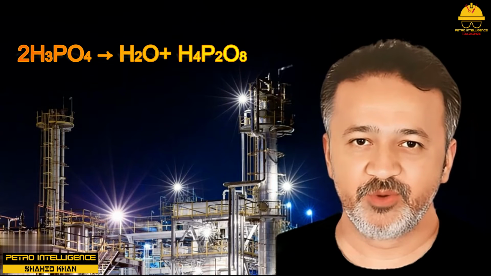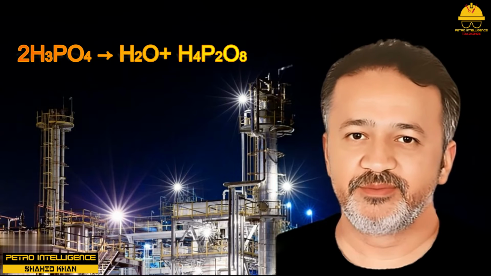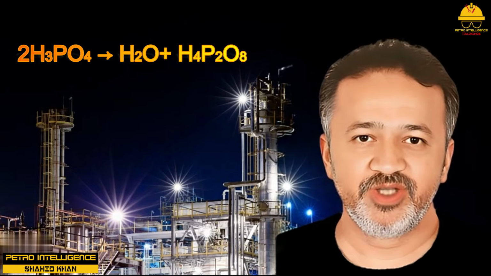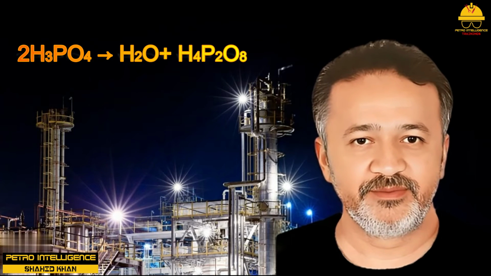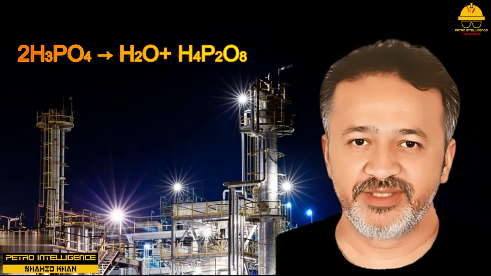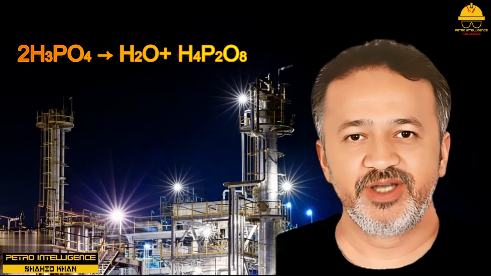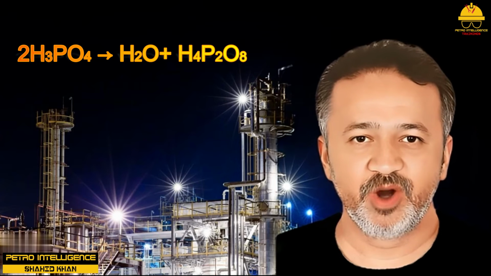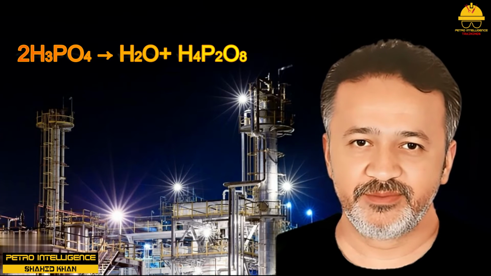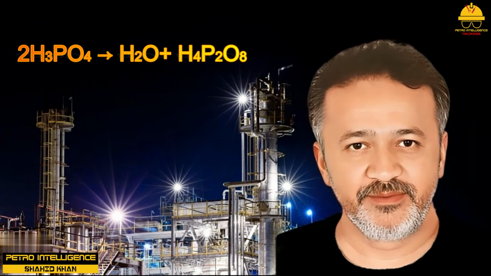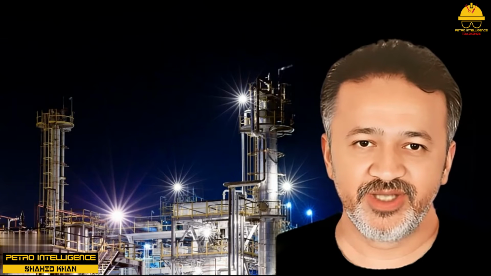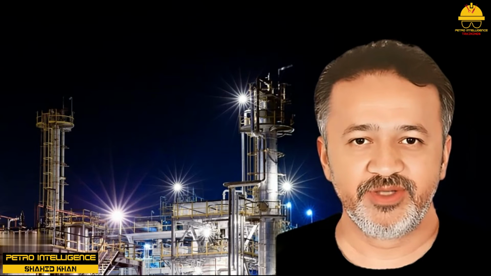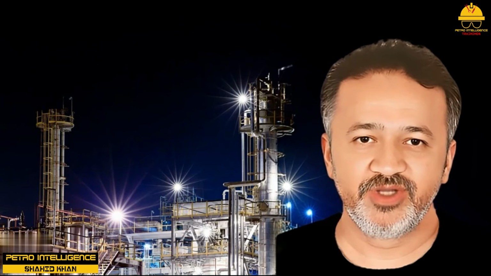2H3PO4 reacts to give H2O plus H4P2O8. Reactants are 6 hydrogen, 2 phosphorus, 8 oxygen, and products are 6 hydrogen, 2 phosphorus and 9 oxygen. This chemical equation is not balanced. When balancing an equation, the following principles and criteria are very helpful. Determine if the equation is balanced or not. Never change the subscripts. For example, in H2O, changing the subscript 2 will alter the composition and the substance itself.